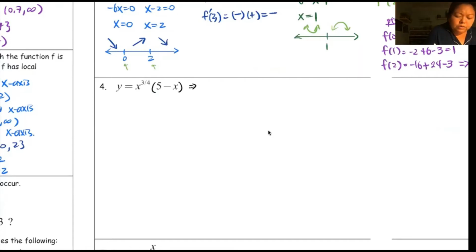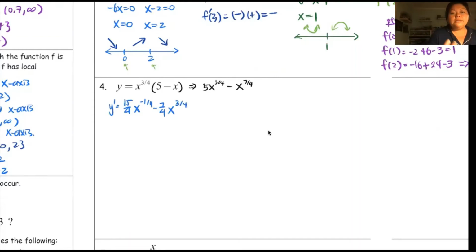So I would rewrite this equation as 5x to 3/4 minus x. Now you're multiplying x to 3/4 times x. So that's 3/4 plus 1 more x. So 3/4 plus 1 makes it 7/4. Now I'm going to use that to take my derivative. So y prime, the first derivative, is 5 times 3/4, so 15 over 4, x to the negative 1/4, minus 7 over 4, x to the 3/4.